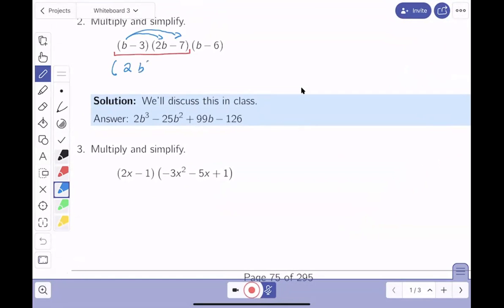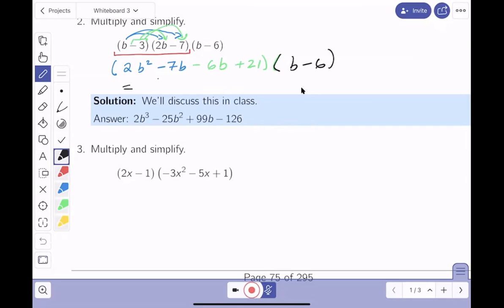2b squared minus 7b. What I did was distribute the b across those two terms. Now what am I going to do? I'm going to take this minus 3 and distribute across these two terms, one at a time. So what do you get? Minus 6b plus 21. And this is going to be times b minus 6.